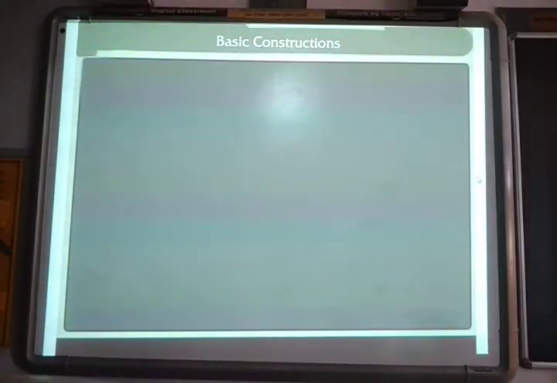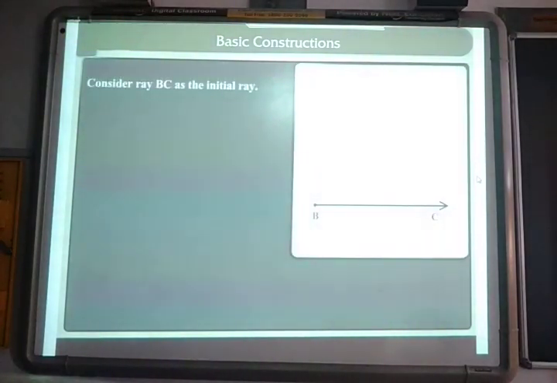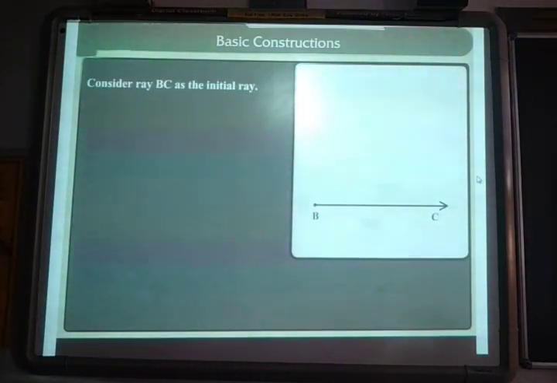Let us revise the construction of an angle without using a protractor. Consider ray BC as the initial ray. We have to construct a ray BA such that the measure of angle ABC will be equal to 60 degrees. Let us begin with drawing an arc.